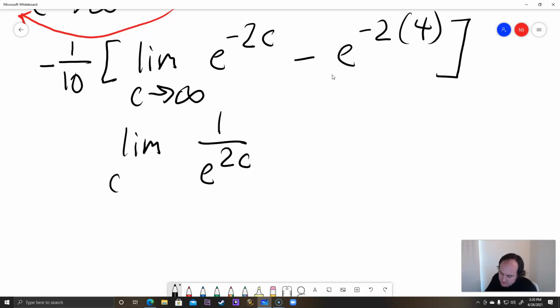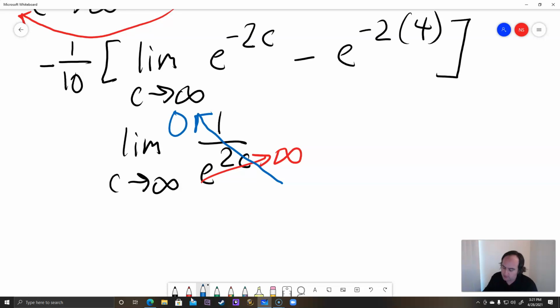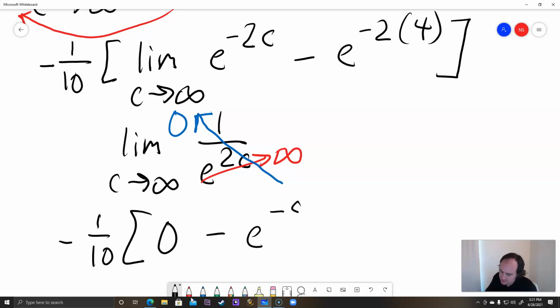So if we take the limit as c goes to infinity of 1 over e to the 2c, this denominator is going to go to infinity, right? But then 1 over infinity goes to 0. So this whole thing is going to go to 0. Which means we really have a -1/10 times 0 minus e to the negative 8, right? Because negative 2 times 4 is 8, negative 8.